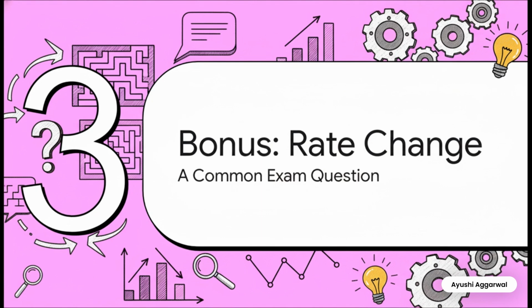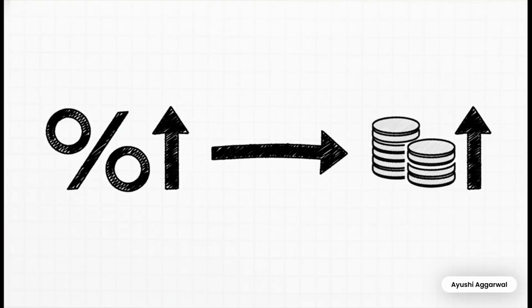So, as promised, it's time for a bonus trick. This next question is another fan favorite for exam setters, and the best part is, the solution is just pure, simple logic. No crazy formula needed. So the question says, if the interest rate goes up by 8% for 3 years, you earn an extra 1,440 rupees in interest. Now just think about that for a second. Where did that extra money come from? It could only have come from that extra interest rate.